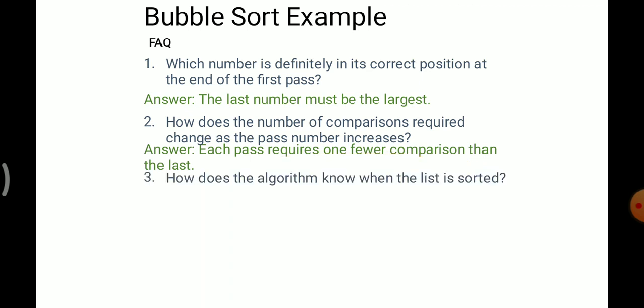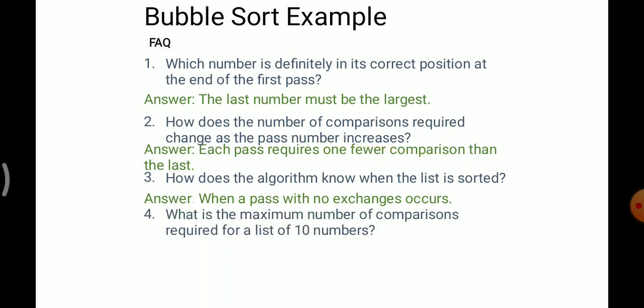How does the algorithm know when the list is sorted? When a pass with no exchange occurs, this will be the condition for the termination of the algorithm. And what is the maximum number of comparisons required for a list of 10 numbers? Answer: 9 comparisons, then 8, then 7, 6, 5, 4, 3, 2, 1. So the total will be 45.